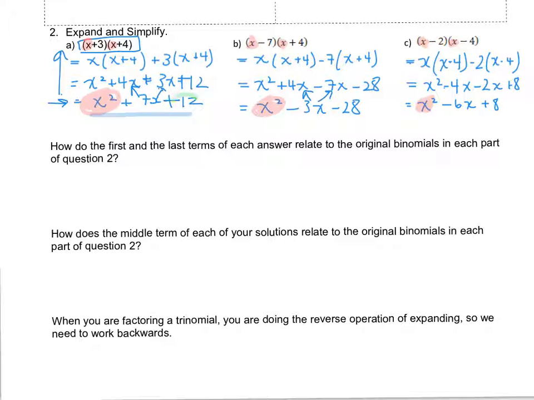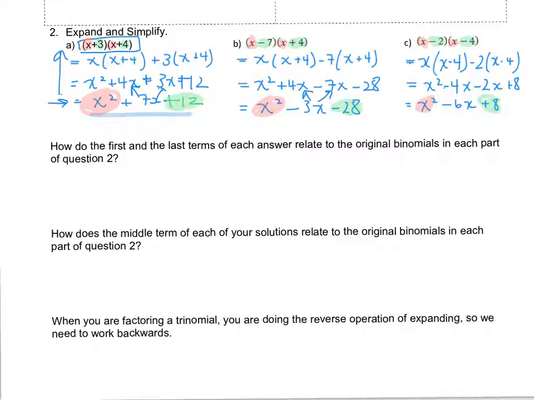If I look at this last term, which is positive 12 here, it really comes from multiplying the 3 with the 4. The minus 28 really comes from multiplying the minus 7 with the positive 4, and the positive 8 comes from multiplying minus 2 with minus 4. Okay, so that's where the first and the last terms of each answer come from.